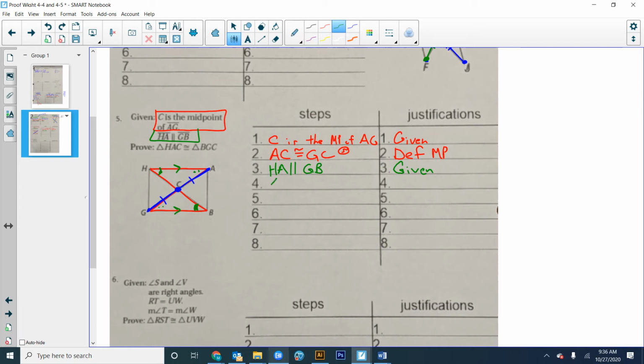So I'm going to say angle AHC is congruent to angle GBC. Reason: alternate interior angles. That's a pair of A's congruent. And earlier we had a pair of S's congruent.